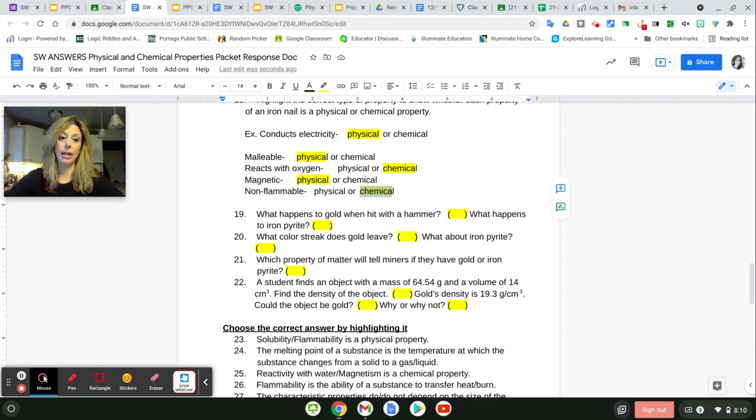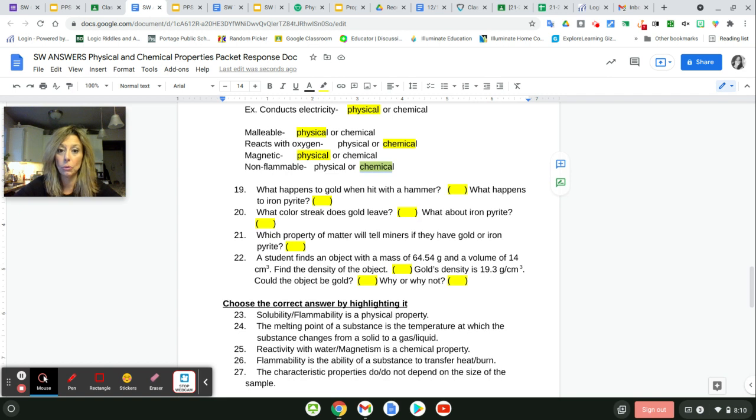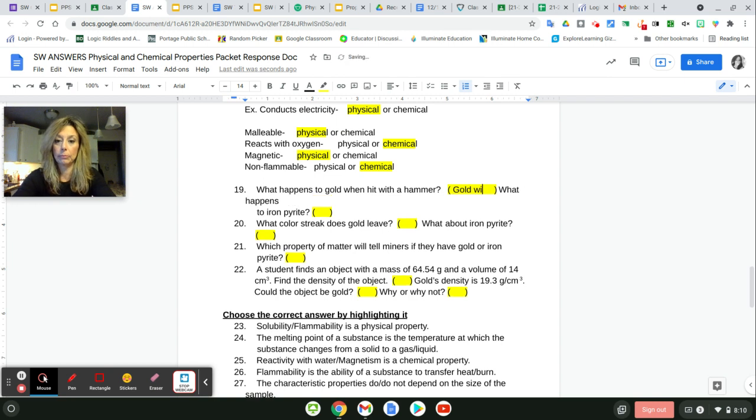Okay, number 19. What happens to gold when it's hit with a hammer? Okay, so we're going to hit gold with a hammer. What happens to it? Gold will flatten. Okay, so what happens to the iron pyrite? Iron pyrite will shatter. Okay, different than what's going to happen with gold. So gold is malleable, iron pyrite is not, does not have that physical property.